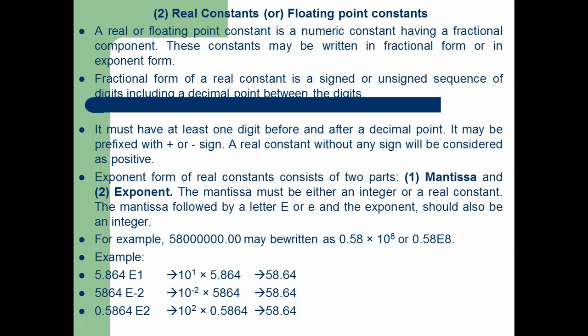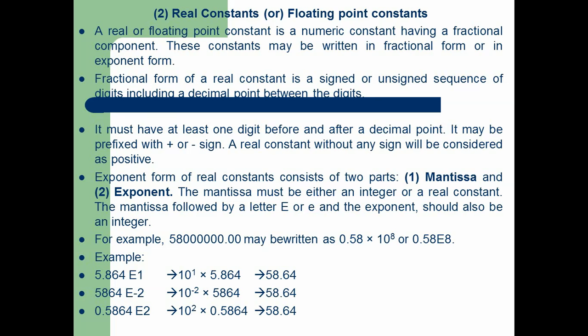Next one is the real constant. The next category is the real constant or floating point constant. These are numbers where we can use a fraction component, that is, decimal points. These constants may be written in fraction form or in exponent form. We can use either of the two ways. One, we can use it as a fraction with a decimal point. Another is to use the exponent. The fraction form of a real constant is signed or unsigned. Here also positive or negative numbers are allowed.